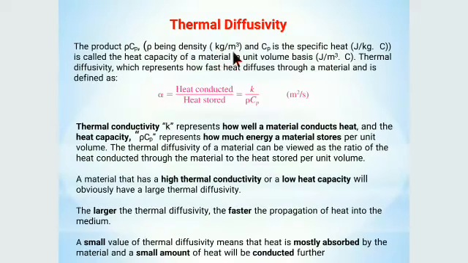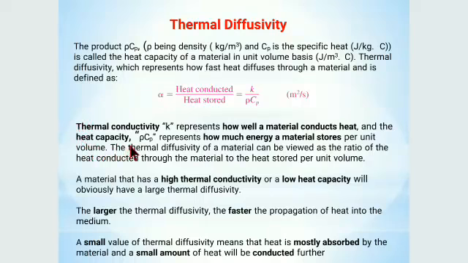Next topic, thermal diffusivity. The product rho Cp, rho being density in kg per meter cube and Cp the specific heat in joule per kg Celsius, is called the heat capacity of a material on a unit volume basis, joule per meter cube Celsius. Thermal diffusivity represents how fast heat diffuses through a material and is defined as alpha equals heat conducted divided by heat stored. That means k divided by rho Cp, whose unit is meter square per second.